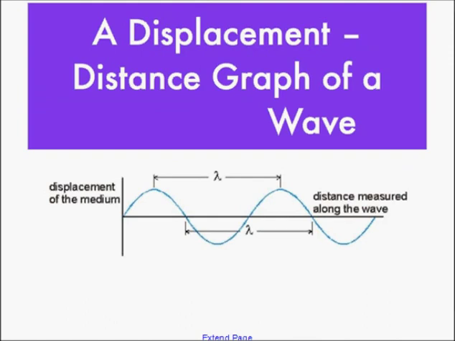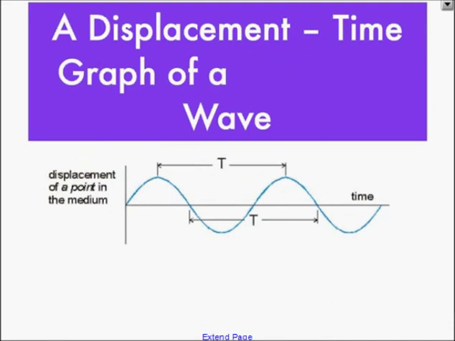A displacement distance graph of a wave. So what we've got here is displacement and we have distance. So this could be distance in meters and this could be s in meters. So what can you get from it? You get the wavelength when you're going crest to crest. It's very important to notice that.